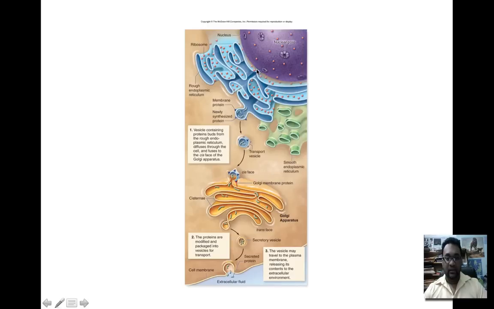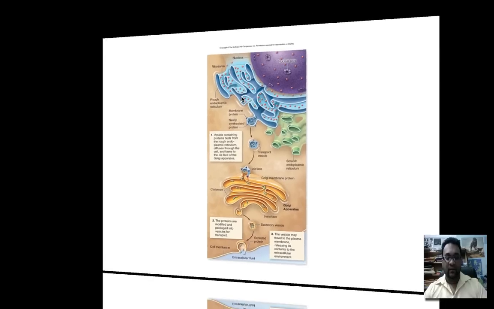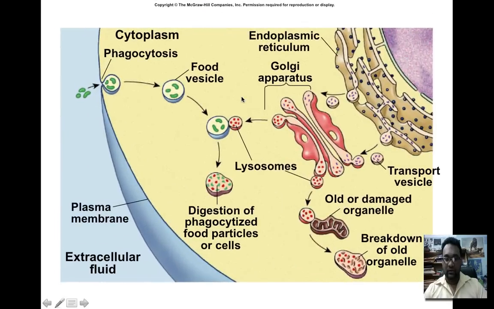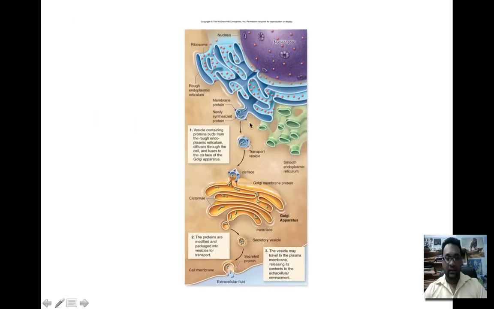So remember the endoplasmic reticulum is continuous with the outer membrane of the nucleus. And there will be ribosomes on the rough ER, and that will be the site of protein synthesis. Now once the protein is synthesized by the ribosomes, then they will be ready to be transported to the Golgi apparatus.